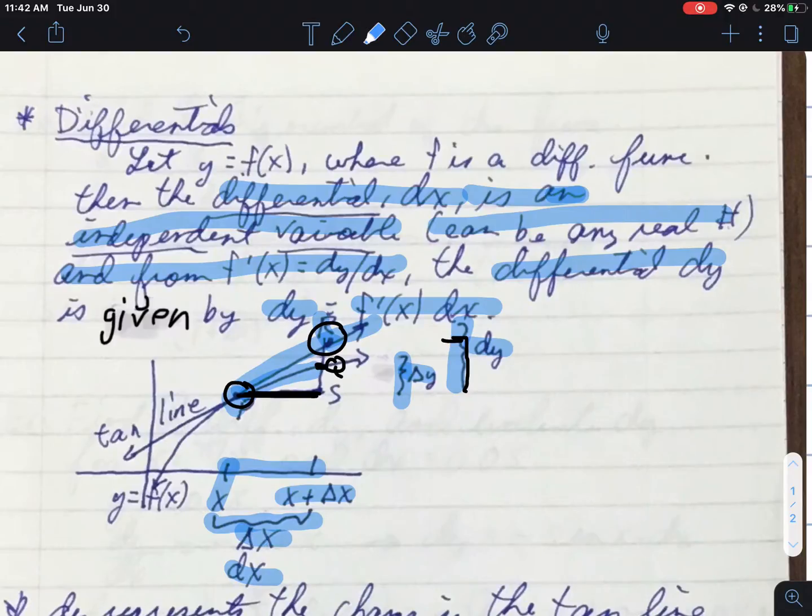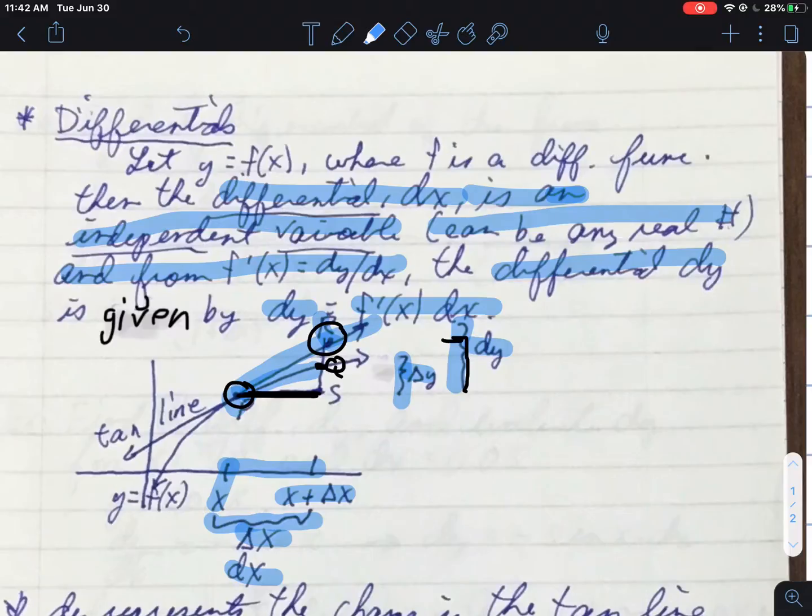Delta x is the change along the curve with respect to those 2 points. So P and Q when you talk about the actual curve, P and R when you talk about the tan line. But either way, delta x and dx, those are the same. All right, so how far we move along or with respect to the x-axis, whether we're on the curve or on the tan line, is the same. So delta x and dx are exactly the same value, but delta y and dy are different.